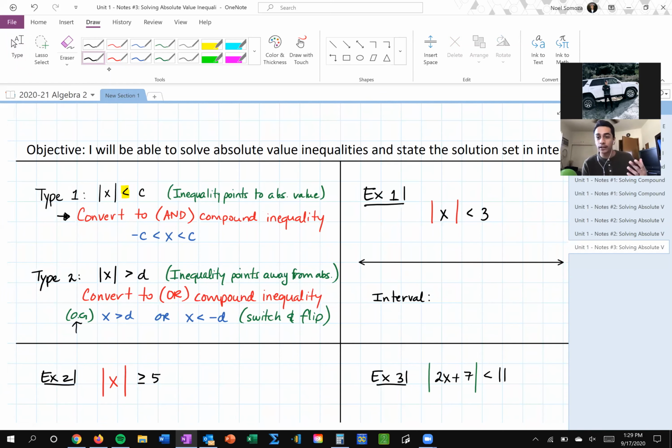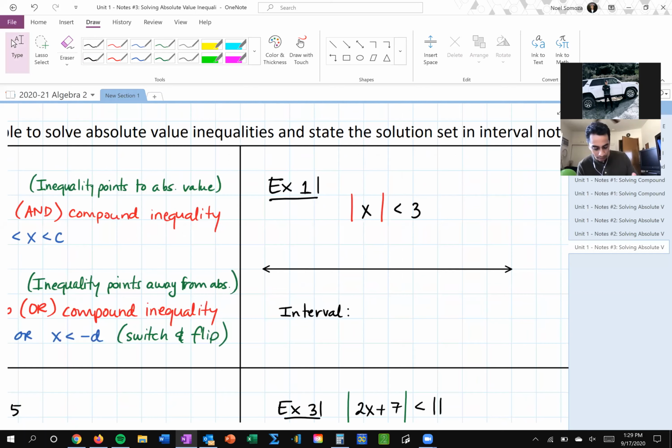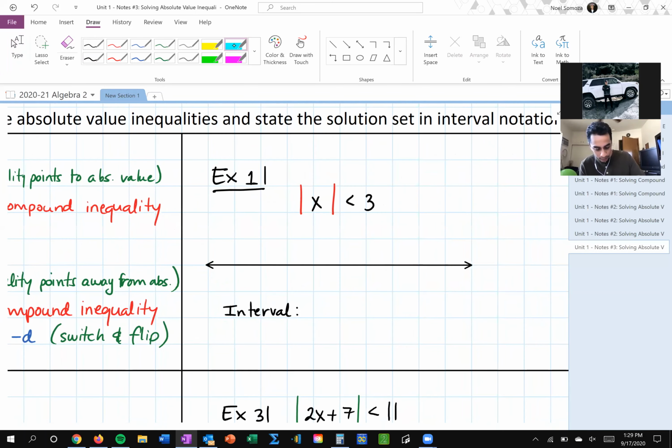So the absolute value of X is less than 3. All right, now what does this mean and why does it convert into the AND compound? Remember what absolute value means. It means distance, right? So basically what we're saying is that the distance from X, or the distance from 0, has to be less than 3, right? So that the distance away from whatever number has to be less than 3.